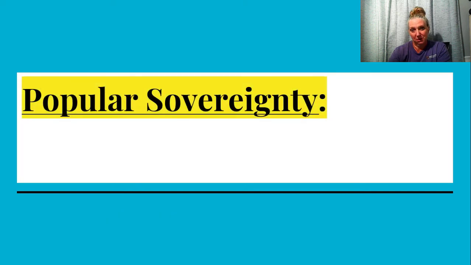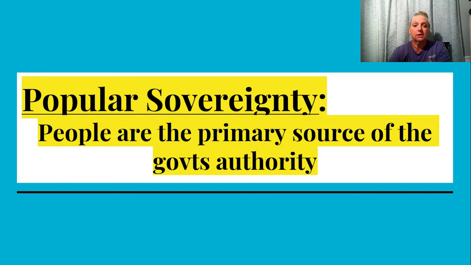And then popular sovereignty. This is where the people are the primary source of government's authority. And we've talked about the term sovereignty before. Maybe pause a moment, go look back at your Unit 1 notes on the 4 characteristics of a government. When we talked about them, we said a government had to have people, it had to have a government, it had to have a territory, and it had to have sovereignty. It could not have anyone above it.